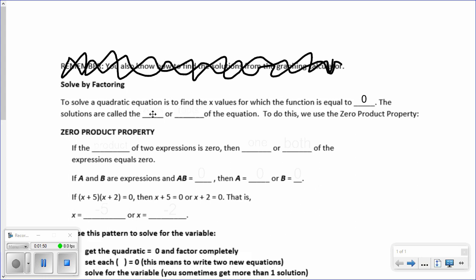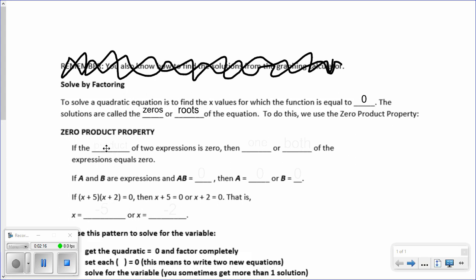These solutions are called zeros, as I just talked about, and they're sometimes called roots. You're typically not going to hear a whole lot of people say find the x-intercepts during this unit. Okay, you're going to hear solution, zeros, and roots most often. Okay? To do this, we're going to use the zero product property.